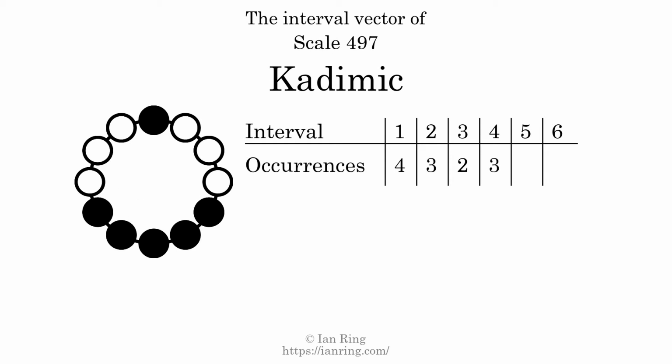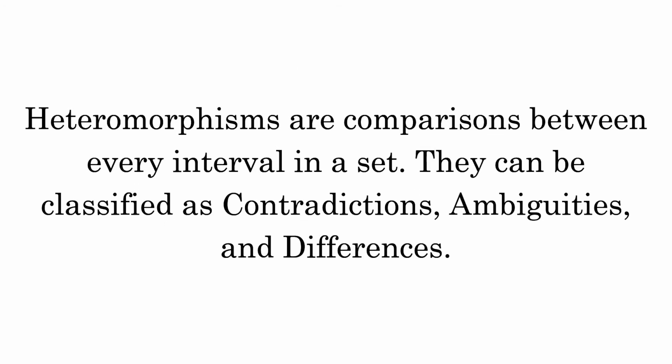There are 3 intervals with a size of 4 semitones. They are here, here, and here. There are 2 intervals with a size of 5 semitones. They are here, and here. There is 1 interval with a size of 6 semitones. It is here. Each interval does not appear in this scale a unique number of times, so this is not a deep scale.